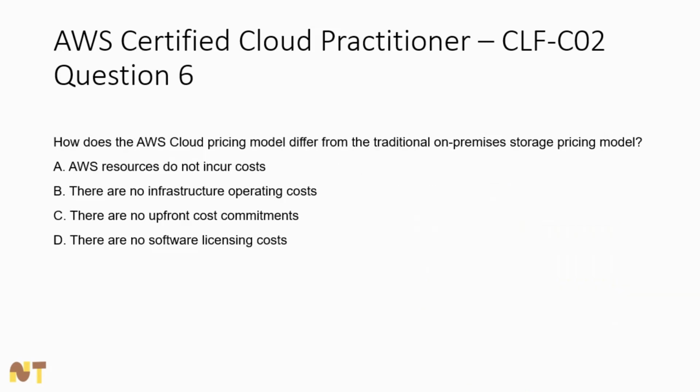Here is the next question. How does AWS cloud pricing model differ from traditional on-premise storage pricing model? Options are A. AWS resources do not incur cost. B. There are no infrastructure operating costs. C. There are no upfront cost commitments. And D. There are no software licensing cost.